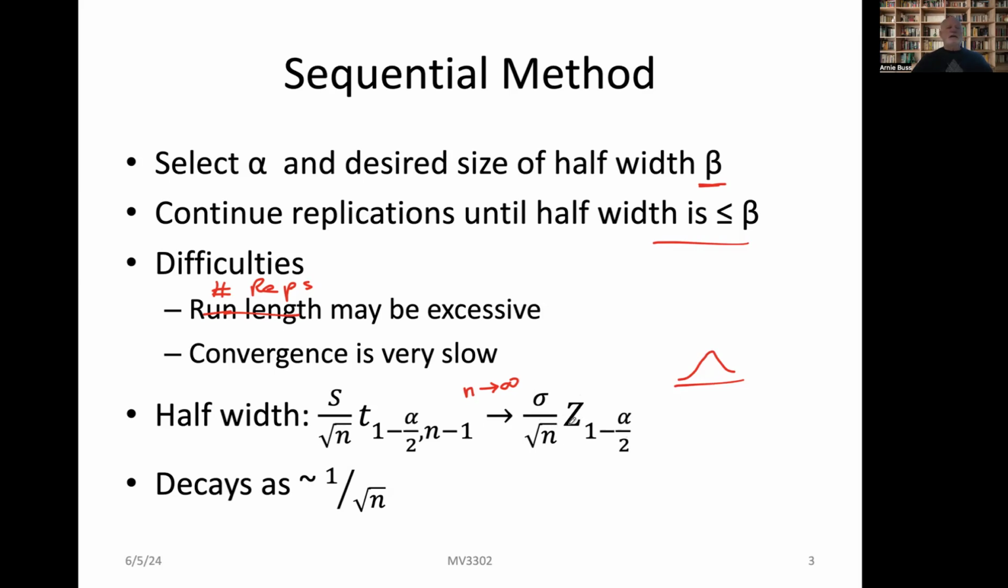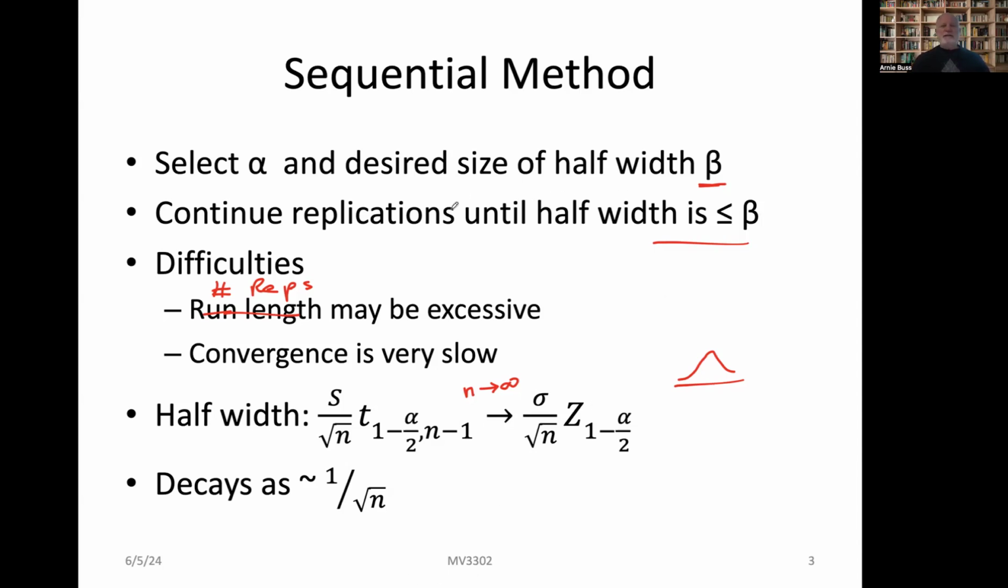But here's n. So how fast is the half width shrinking? As 1 over the square root of n. And if you're familiar with how things converge, that's about as slow as it gets. Okay, so that's the other catch. However, especially with modern computing power, and in some of the bigger models I've been involved with, a lot of times we run them on the high performance computing system. So you set it and you come back a couple of days later when it's done. So that's not so much of an issue.